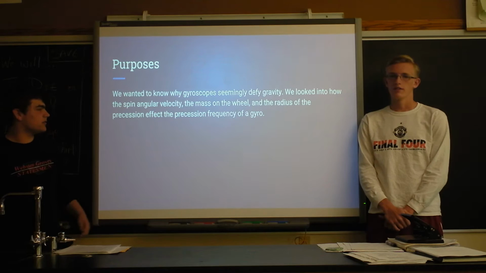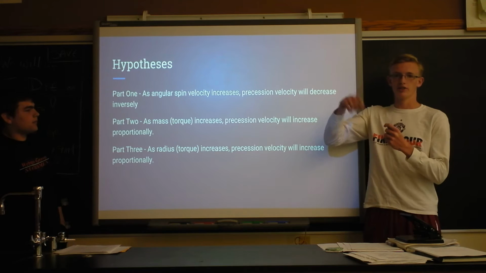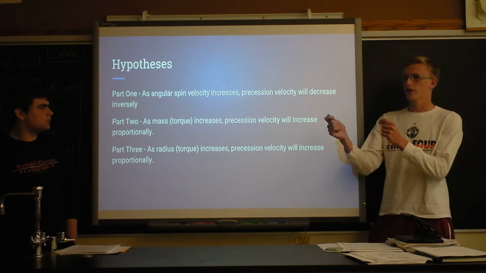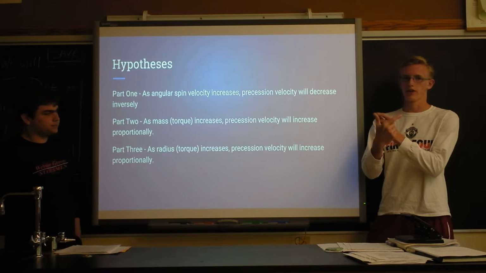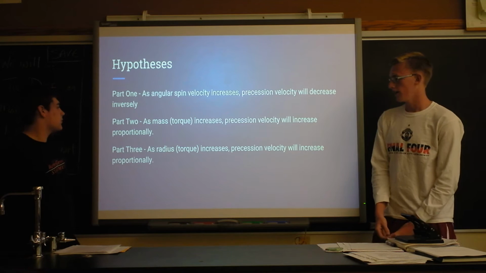So we changed the spin angular velocity, which is how fast the wheel is spinning around its own axis, and we saw how that affected the precession, which is the angular velocity of the gyroscope as it goes around in a horizontal plane, I think. And then we also changed the mass hanging from the gyroscope and the radius of the gyroscope from the string that it was hanging from.